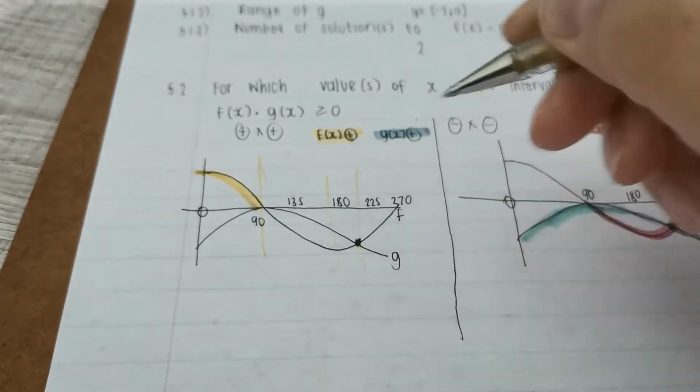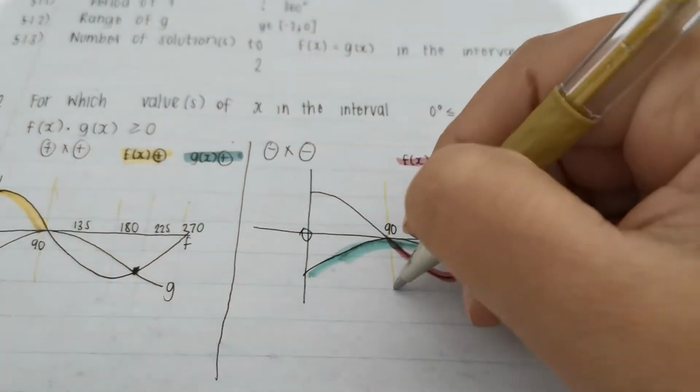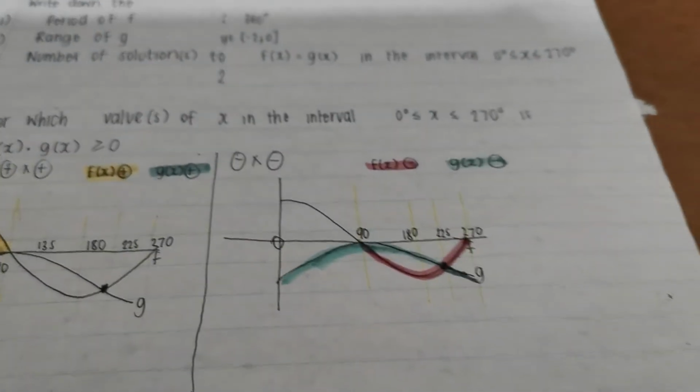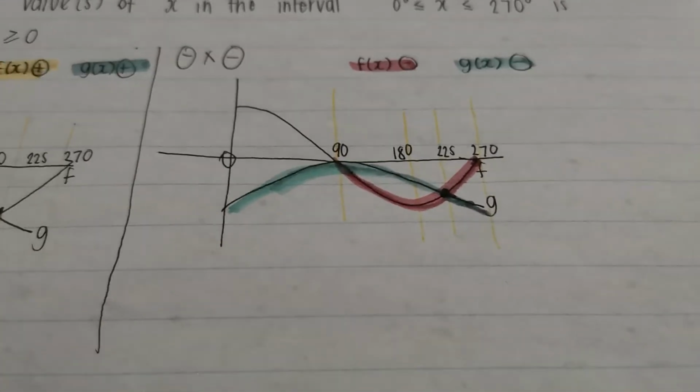Cutting 2 graphs there, important point, and the 270. Let's do it here: 90 degrees, the 180, the 225, the 270. So let's write down our solution where both colors are happening at the same time.